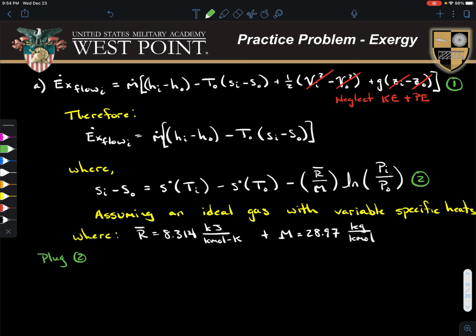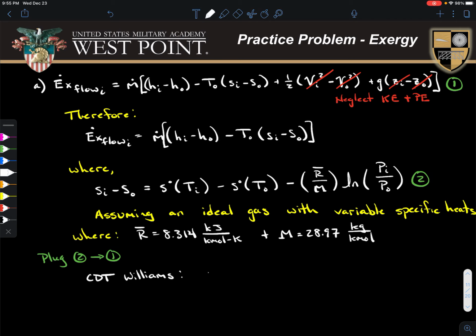So plug equation 2 into 1, and using those values that we have already called out, we will get results, and you need to confirm these numbers. Okay, you must confirm these values.